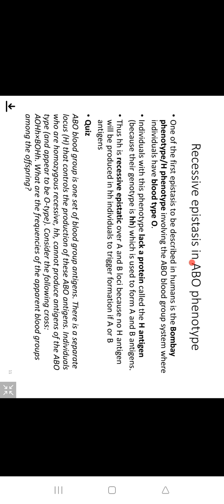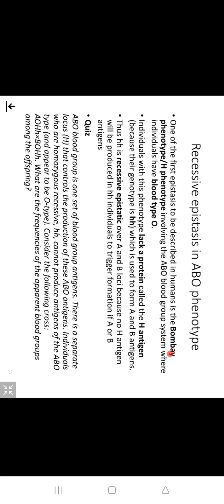But blood group is not only determined by the blood group alleles. We have another locus known as the H locus on another chromosome. It can even be on a different chromosome, and it will mask the effect of the A, B, and O. Individuals with this phenotype lack a protein called H antigen.